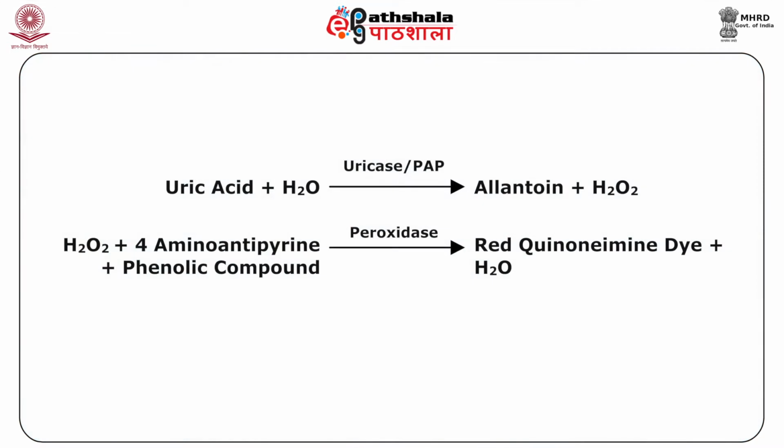The enzymatic reactions shown on your screen are used to estimate the levels of uric acid. The uricase enzyme acts on the uric acid in the serum sample to give allantoin and hydrogen peroxide. The hydrogen peroxide then reacts with aminoantipyrine in the presence of peroxidase enzyme to give a red dye called quinone imine. The red dye produced in the above reaction is colorimetrically estimated at 520 nanometers and correlated with the levels of uric acid.